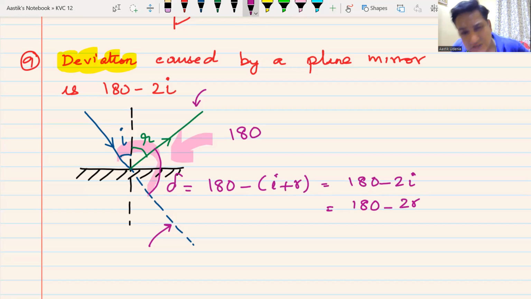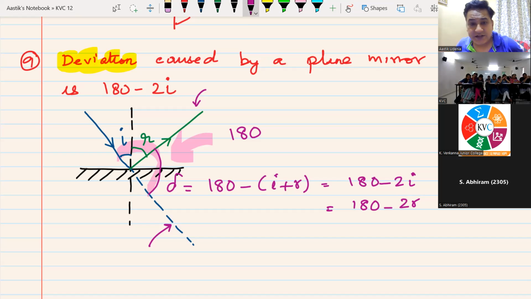But normally the angle of reflection is not given to you. It's only the angle of incidence that is given to you, and therefore we always write it in terms of the angle of incidence. So the deviation produced by a single mirror is 180 minus 2i. It is the angle between the original ray and the new ray, the reflected ray. Now remember, we're also going to see this angle of deviation in refraction. Again, it will be the same thing: the angle between the original incident ray and the ray which has come out after different things happening with it.